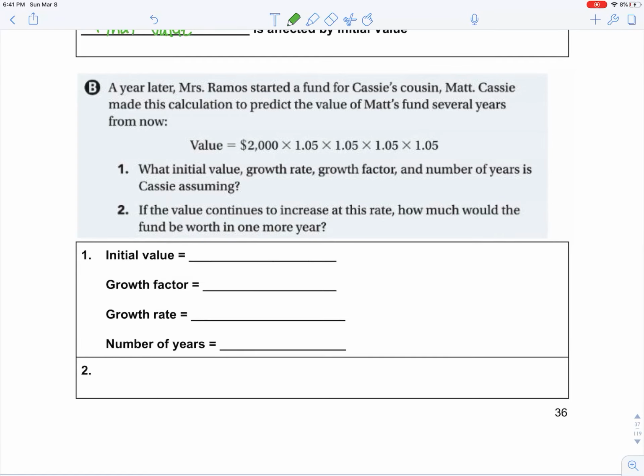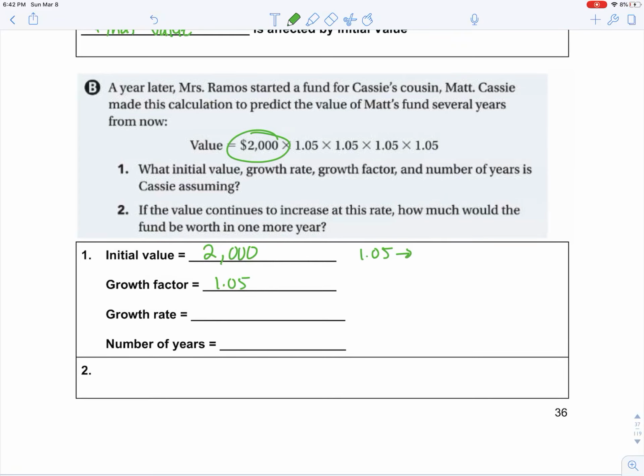So here we're identifying the different parts. Go ahead and pause the video, see if you guys can figure out each of these parts from Cassie's work here. All right, so I hope you paused the video. It looks like our initial value is going to be this $2,000, because we're taking that and multiplying it by 1.05 over and over again. Because we're multiplying it by 1.05, that number is our growth factor.